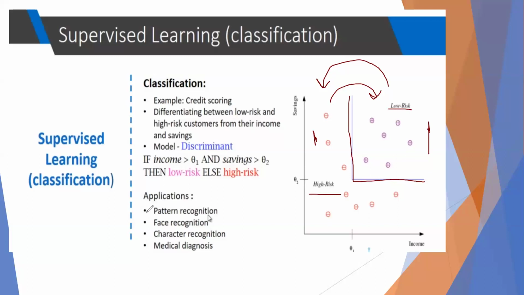Simply put, to understand categorical data, we call it classification. It can be useful in pattern recognition, face recognition, character recognition, and a number of medical diagnosis problems.